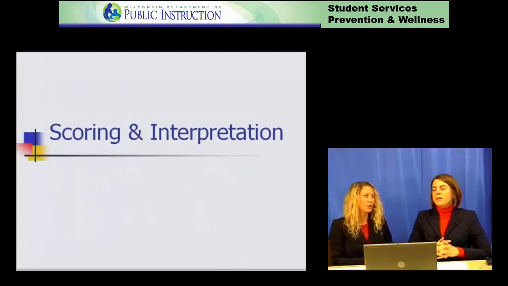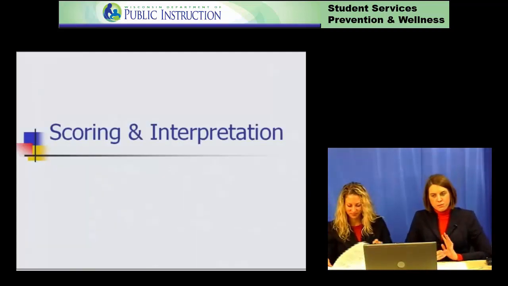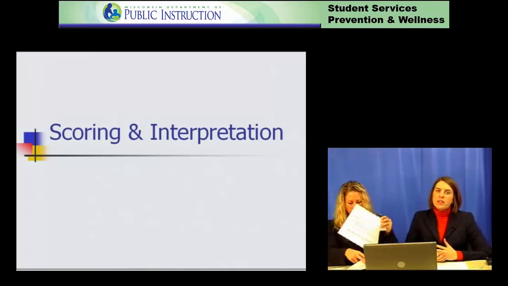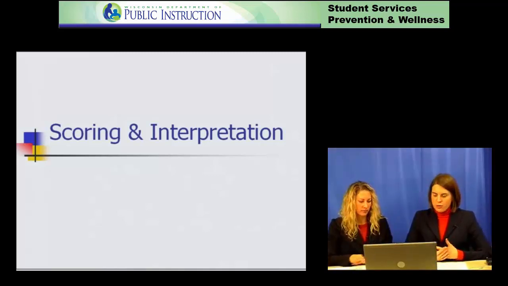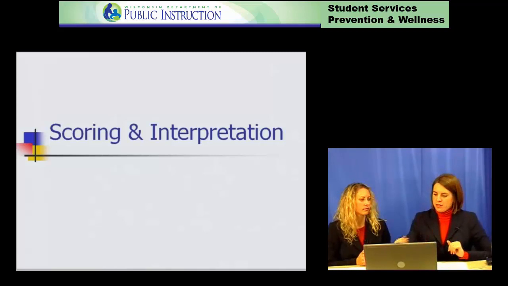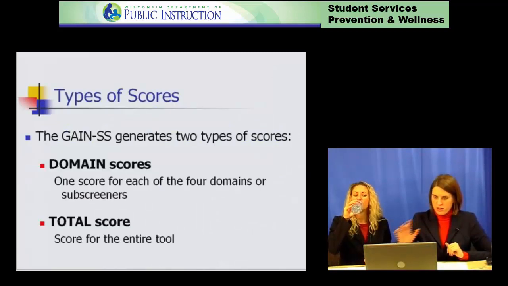Okay. And I'll turn it over to Erin. Thank you, Heather. The administration of the GAIN-SS is pretty basic, and so is the scoring. So if math is not your thing, do not feel stressed out about it. This is literally counting up numbers, so we can all handle that.